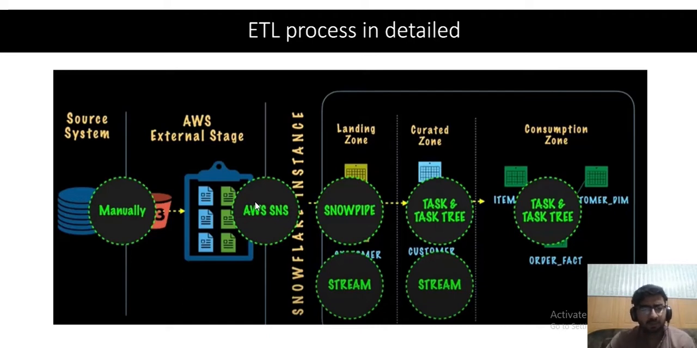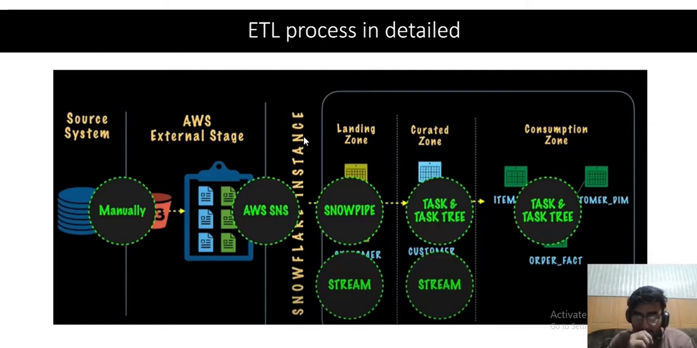It doesn't matter what kind of service you are using. So that SNS service will trigger and it will talk to Snowpipe. Hey, I have new files which are present inside AWS. So Snowpipe will start running. It's basically a copy command in Snowflake, and it will copy all the new files inside landing zone.